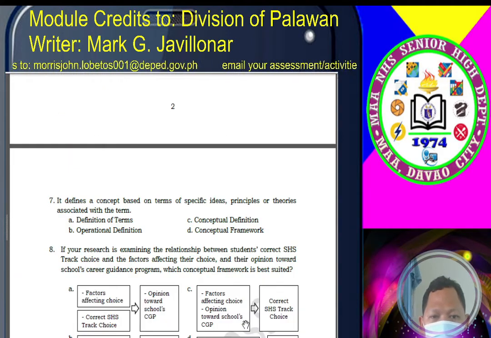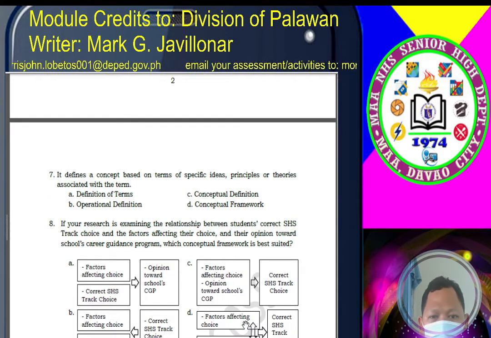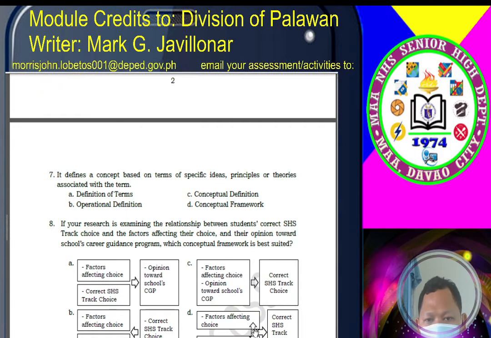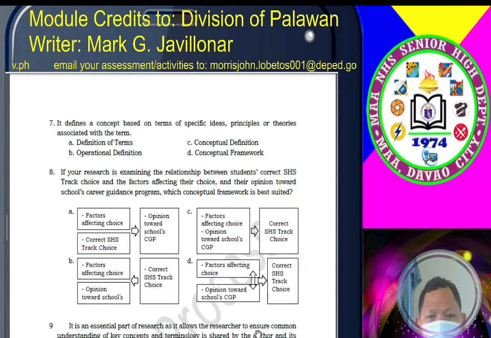Number 7. It defines a concept based on terms on specific ideas, principles, or theories associated with the term. A. Definition of terms. B. Operational definition. C. Conceptual definition. D. Conceptual framework. The correct answer is letter C, conceptual definition.